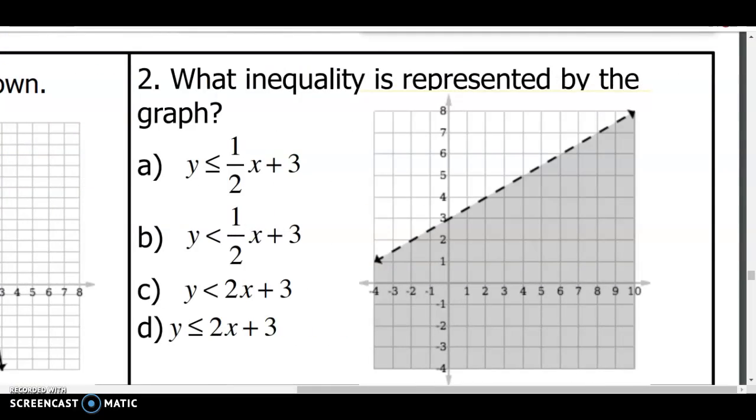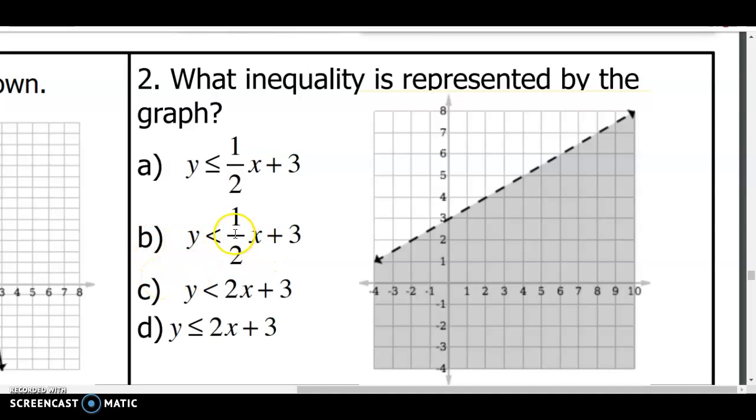Number two, which inequality is represented by the graph? So if I were to put a point right here on my y-intercept at (0, 3), I can see that my shaded area is below my line. When it is below, I think less than. My line is dotted, so it's less than. If it was a solid line, it would be less than or equal to. So I can see that my only two options for less than are B and C.